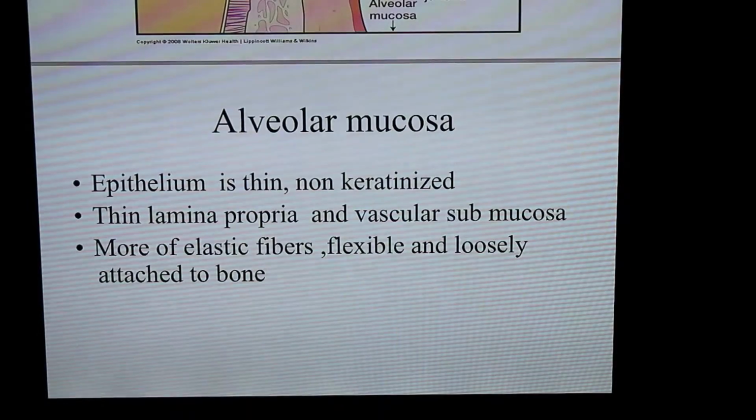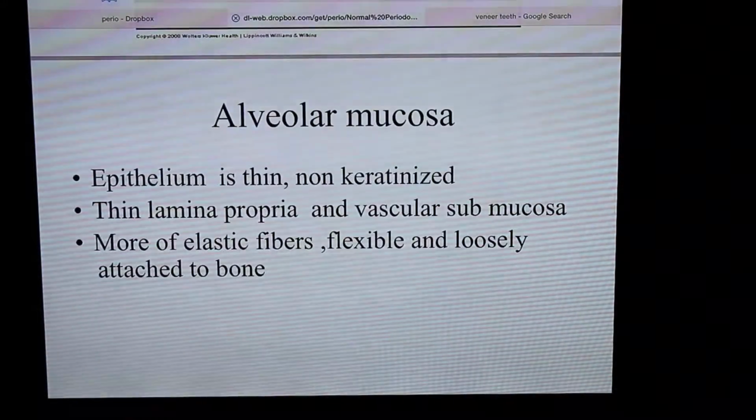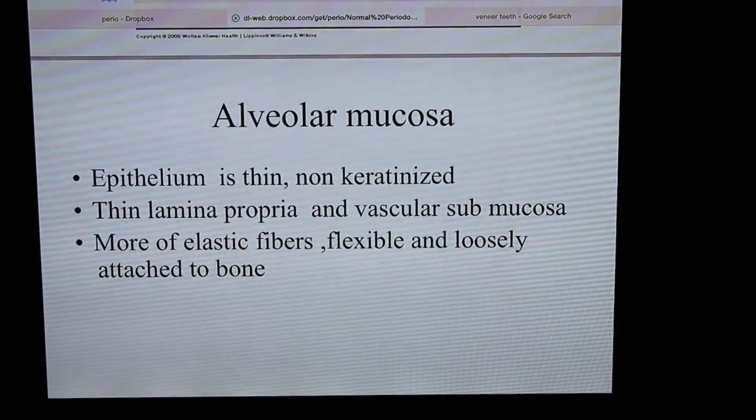Now, alveolar mucosa: the epithelium is thin. In alveolar mucosa, it is non-keratinized. It is more vascular, and it consists of a lot of elastic fibers which give flexibility, and it is loosely attached to the bone. It is not attached to the bone as firmly as attached gingiva. If you want to check alveolar mucosa, you can check when you stretch. You do a stretch test for the lip up to where the muscles are attached. That is the mucogingival junction. Apical to it is alveolar mucosa, continuous with the labial mucosa or buccal mucosa.